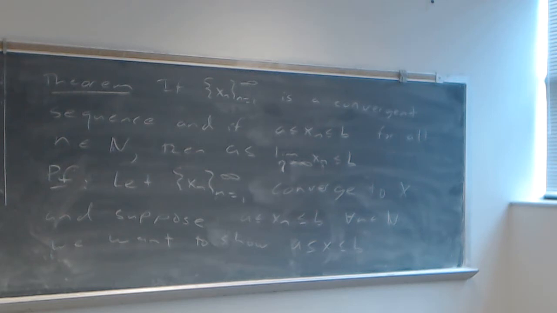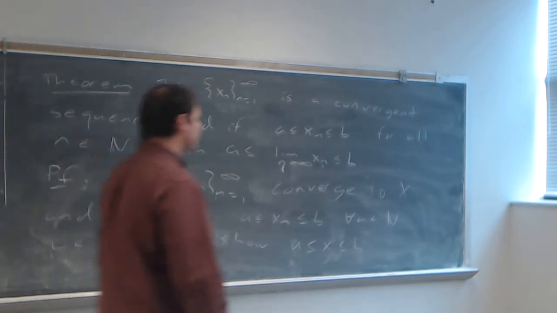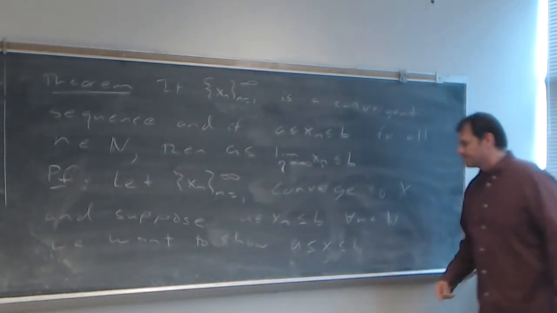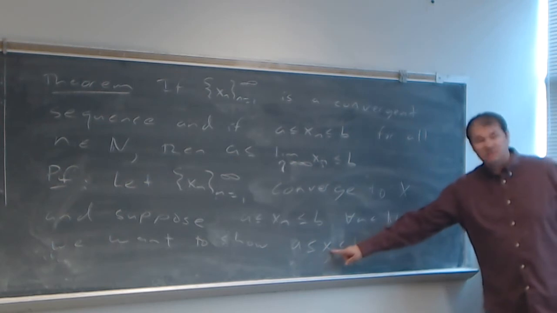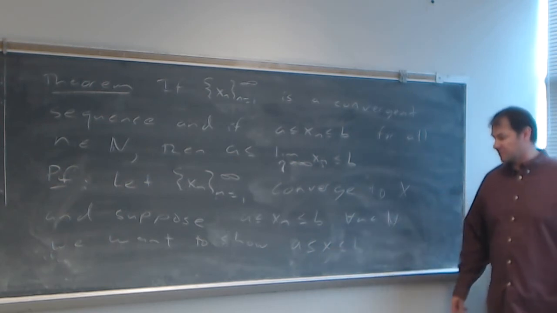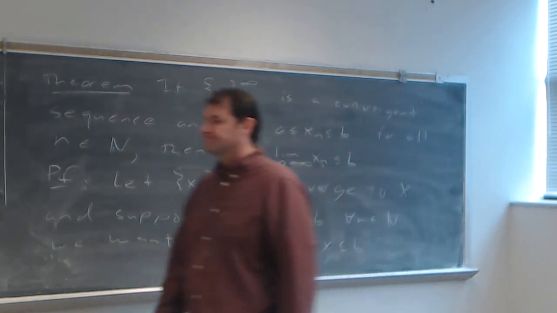Do we not need to repeat the for all n in the natural numbers for the part that we're trying to prove? No, because this doesn't depend on n. This is a fixed x, so that's a fixed number that's converging. No, we don't.